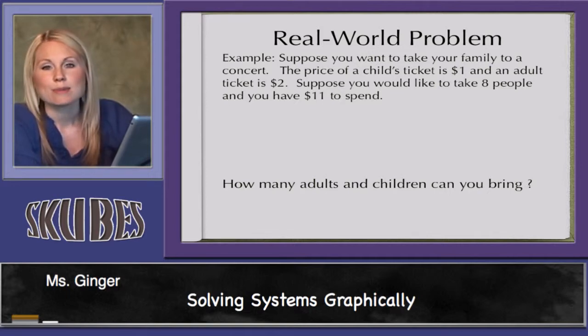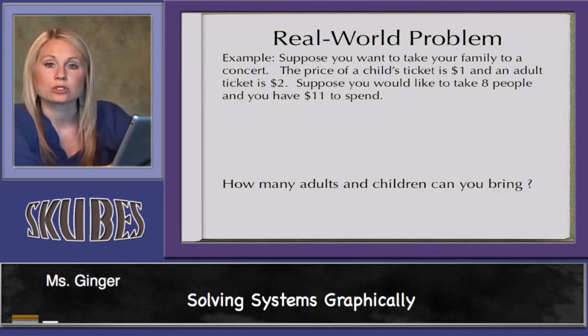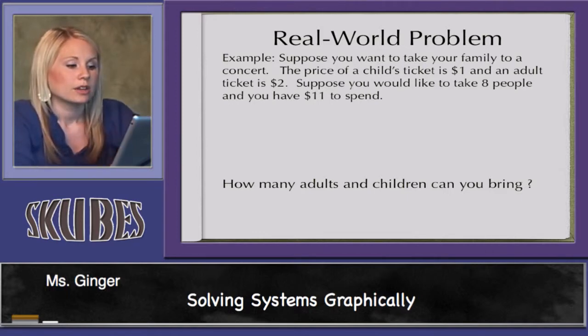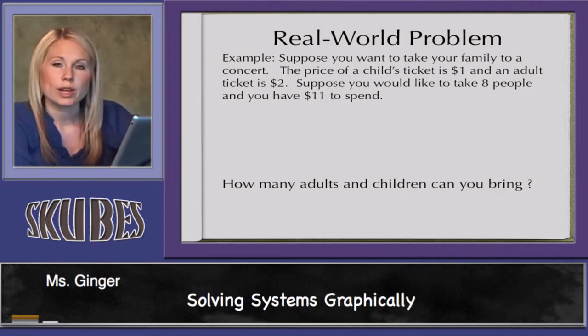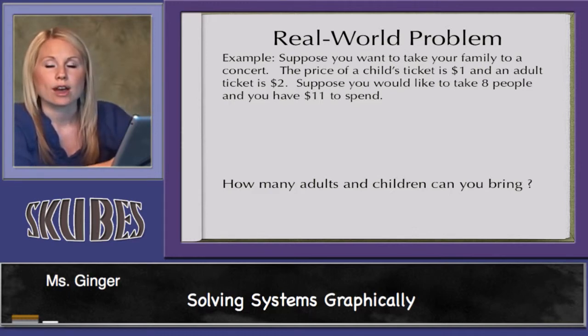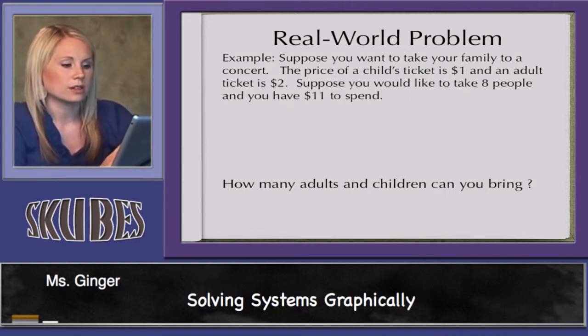Let's say you'd like to take 8 members of your family, but you're not sure how many children, how many adults you can bring. You have $11 total to spend. Well, using a system of equations, you could figure this information out. So if we could form some equations from this information, we can solve by graphing our lines, just as we just did, and finding where graphically the lines intersect. And that's our solution. So let's take a look.